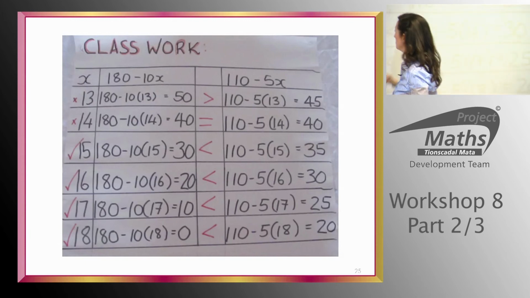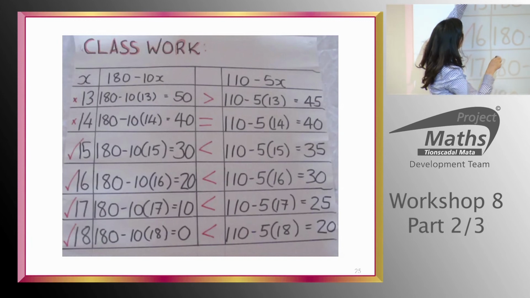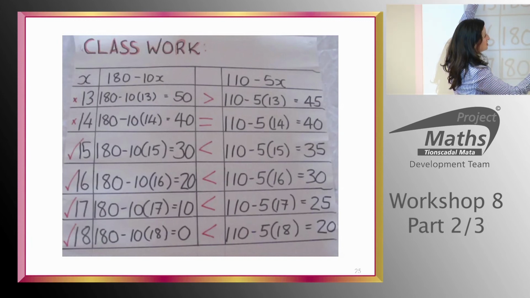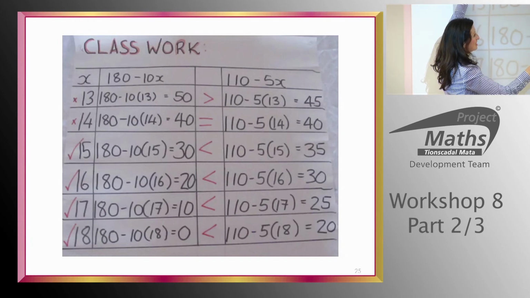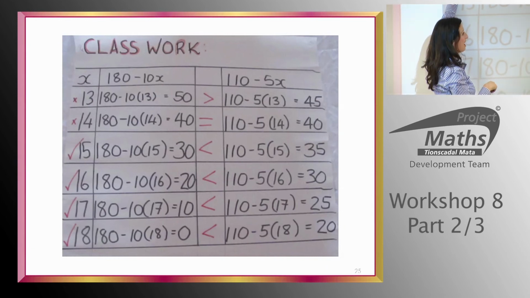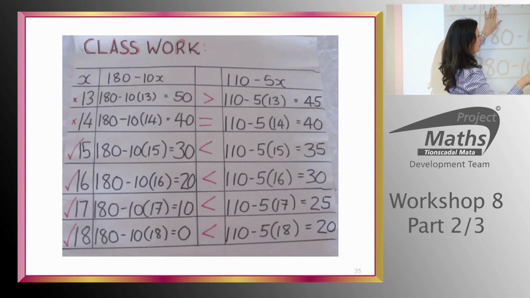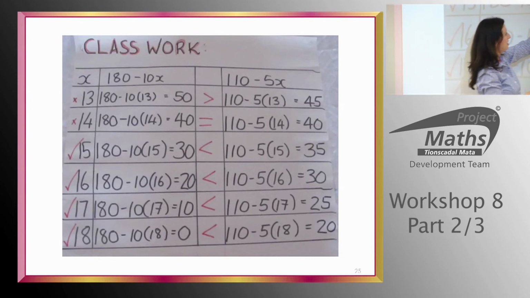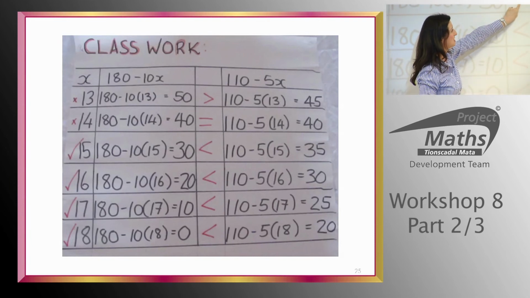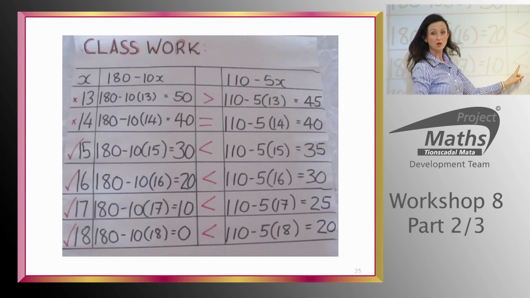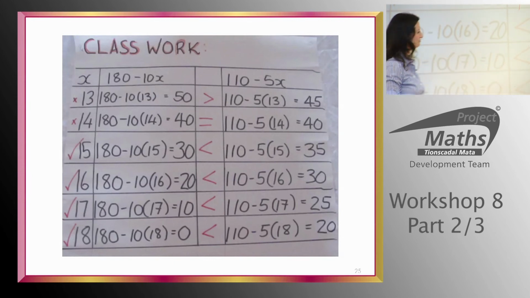We saw through simultaneous equations and our graph that on day 14 they have the same amount, an equal amount. John is 40 and Owen is 40. And then it all changes on day 15, because now Owen is 35 and John is 30. So now the inequality sign changes because Owen has got more than John. Okay, do you see that? Right.